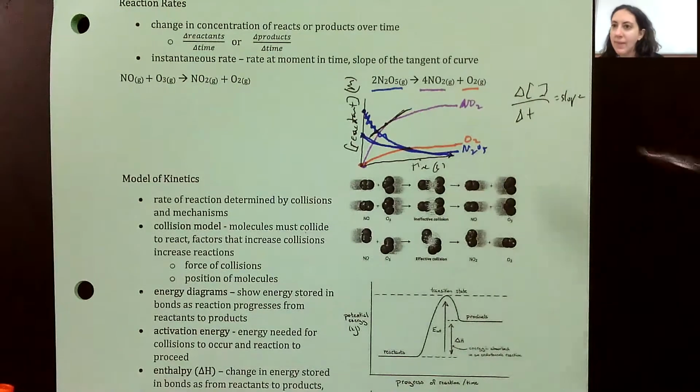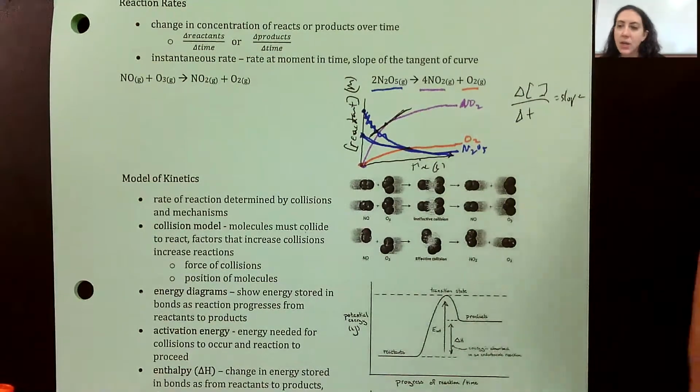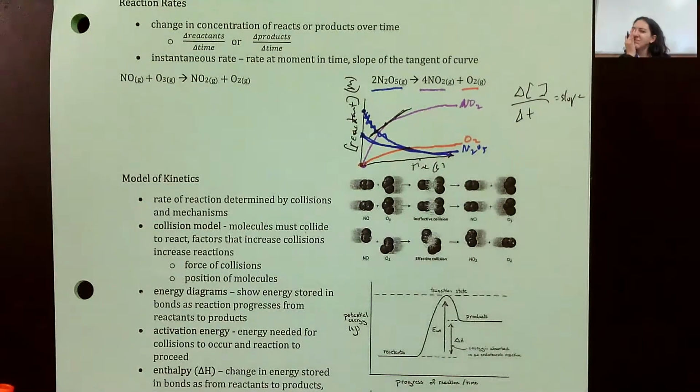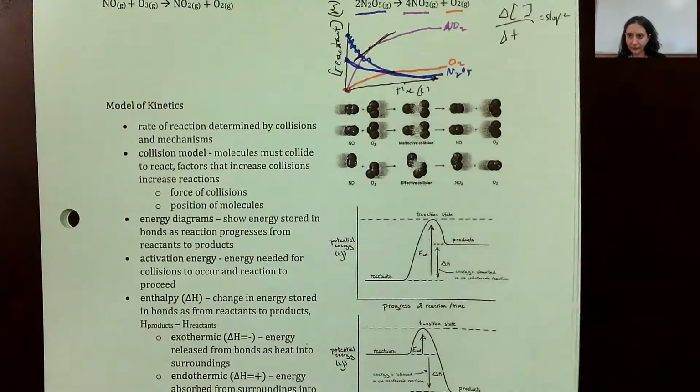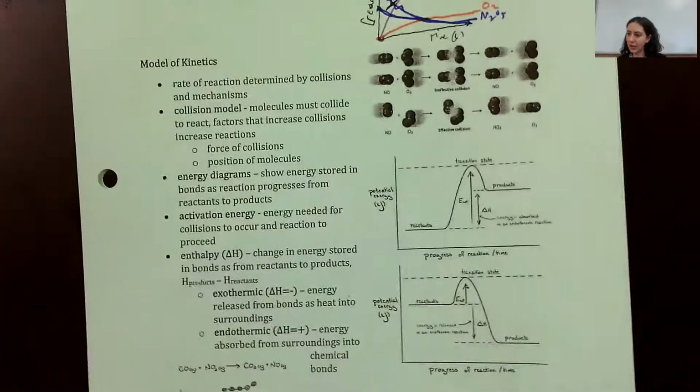So that indeed looks like a rate to me. It's very much like speed, distance over time. Same idea. All right, so that's rate. Useful stuff. Let's talk about what's actually happening on a chemical level. So the next section here is about modeling, what's actually going on.